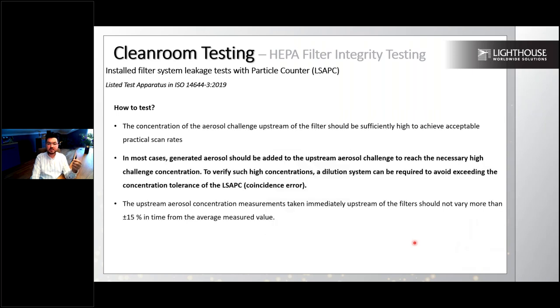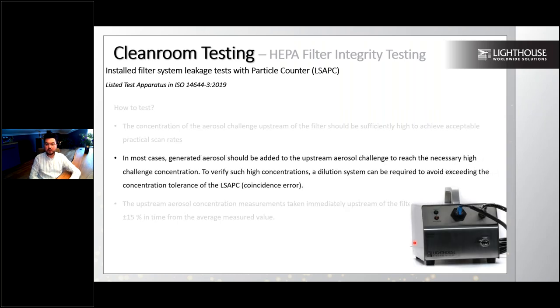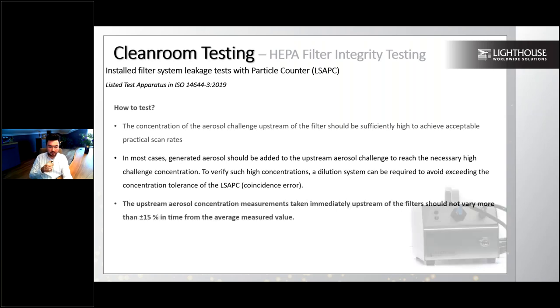Second, in most cases, generated aerosol should be added to the upstream aerosol challenge to reach the necessary high challenge concentration. To verify such high concentrations, a dilution system is required to avoid exceeding the concentration tolerance of the light scattering airborne particle counter, which is known as coincidence error. That's why we are using aerosol diluters, dilution systems, with our equipment.